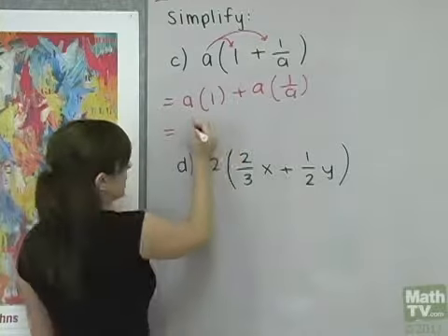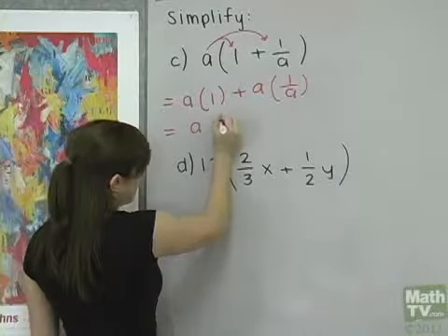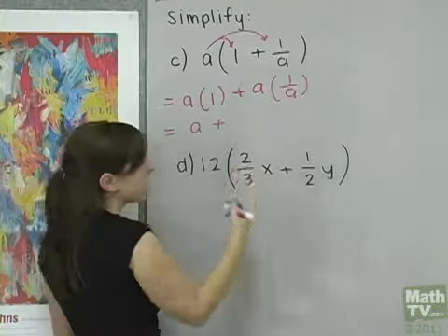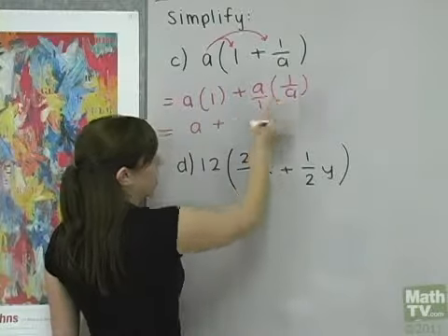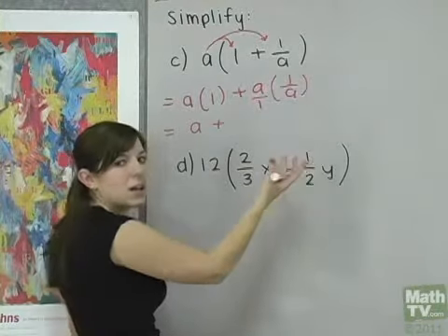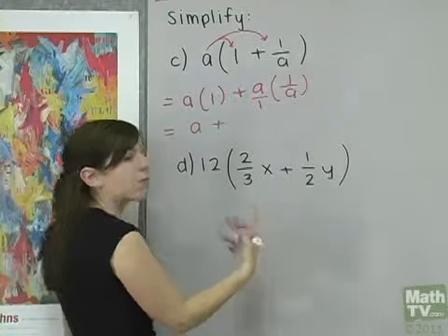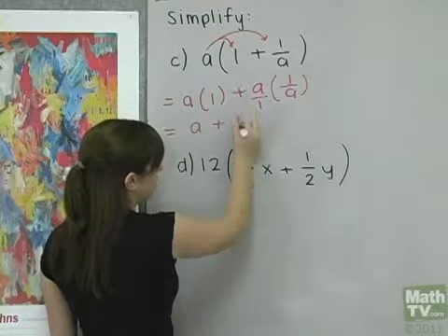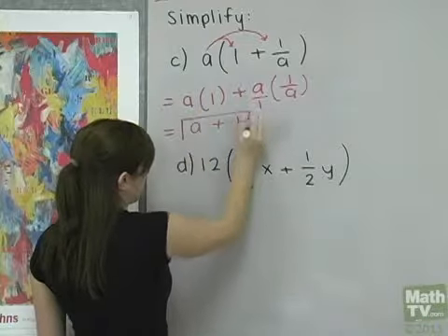A times 1 just gives us a, plus, just like in the previous problem, we can add a 1 over, and a times 1 gives us a, and 1 times a gives us a. And similar to the last problem, a over a is just 1. So our answer is a plus 1.